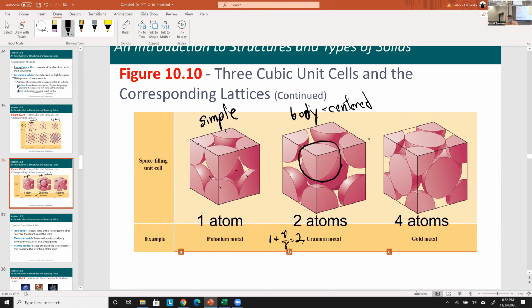And then the last one is called the face-centered, which is the most complex one. And I'm going to let you, oh, there's 4 atoms. Okay, who can explain to me why there's 4 atoms? Or can you find the atoms? Find the 4. Anybody? You can speak.